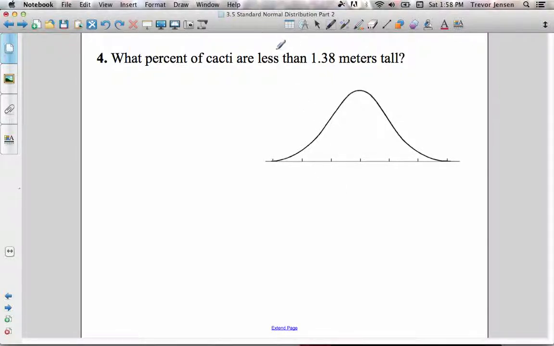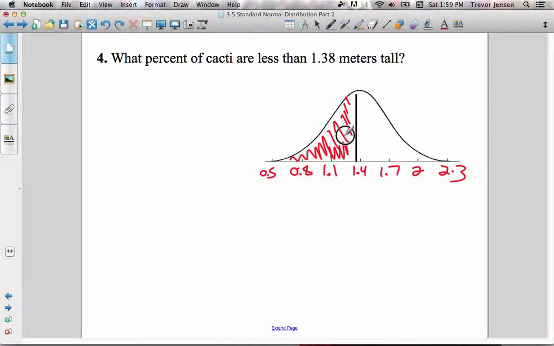Number 4, what percent of cacti are less than 1.38 meters tall? So here's our 1.4, 1.7, 2, 2.3, 1.1, 0.8, 0.5. What percent of cacti have a height less than 1.38 meters tall? So 1.38 is roughly here on our graph. I want the area to the left of that. There's a couple ways we can do this. If we want to use our calculator again, all we have to do is tell the calculator the left and right boundary. Because this graph continues forever, our left boundary is going to be negative infinity, and our right boundary is going to be x equals 1.38.